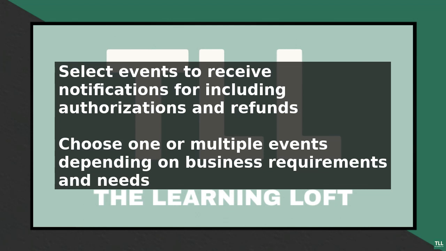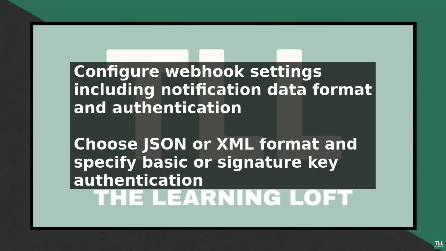After selecting the events, you need to configure the webhook settings. You can choose the format of the notification data, either JSON or XML, and specify the authentication method. Authorize Net supports both basic authentication and signature key authentication.